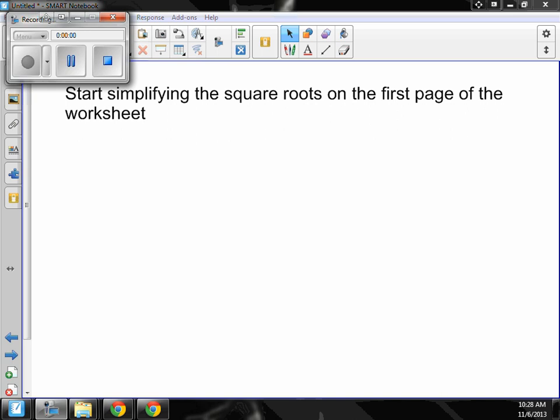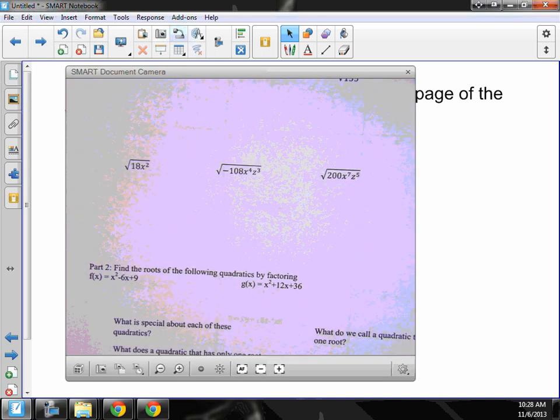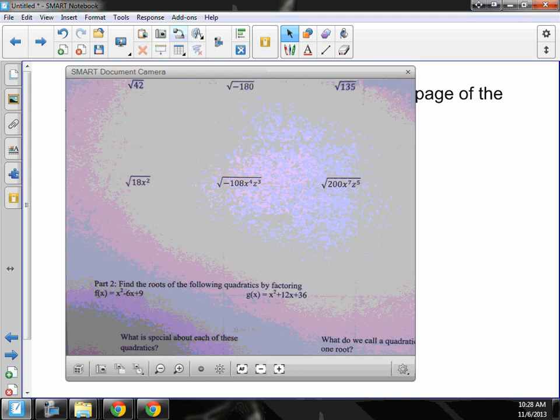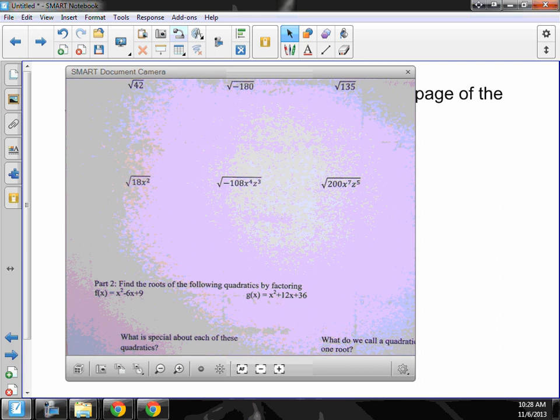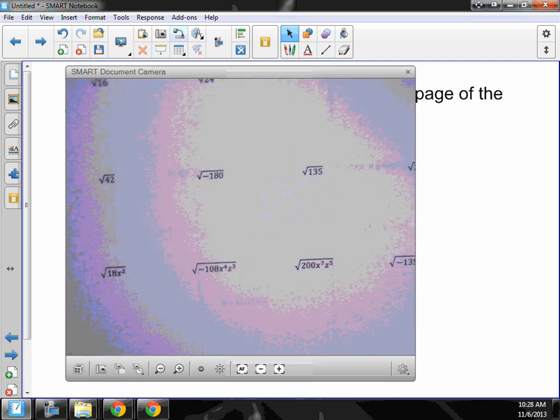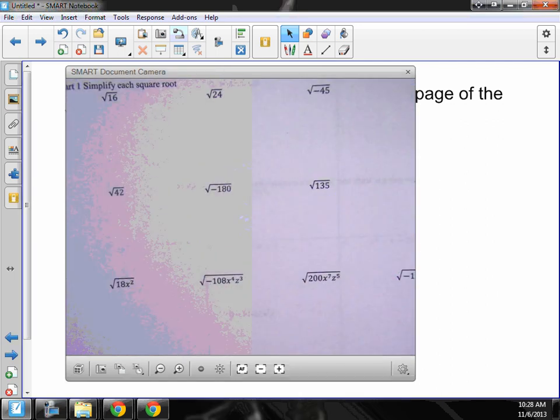So we're going to work on simplifying square roots. Look at number 1. Number 1 actually comes out evenly. What is the square root of 16? 4.